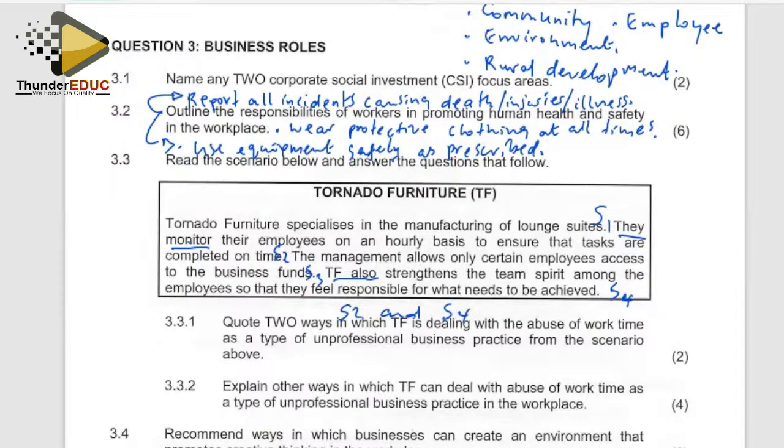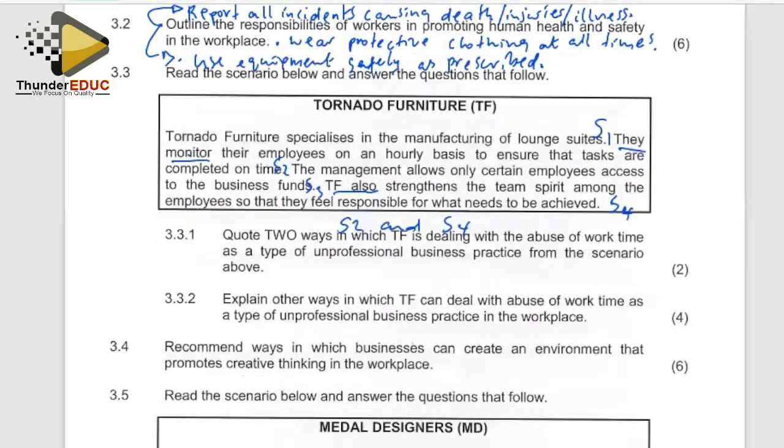Okay, right. So now let's move on to 3.3.2. Explain other ways in which TF can deal with abuse of work time as a type of unprofessional business practice in the workplace. So now speak directly to those employees who abuse work time, and also conduct training on the contents of the code of ethics. Okay, right? We are saying that speak directly to those employees who abuse work time.